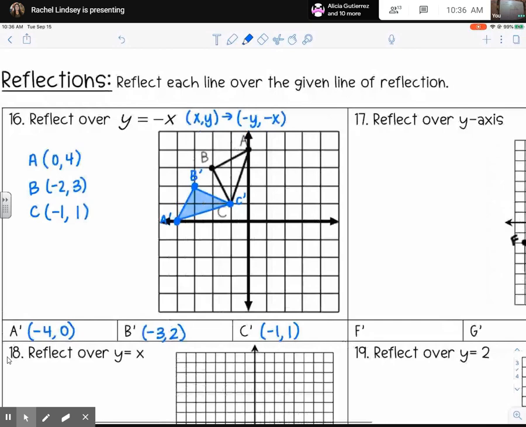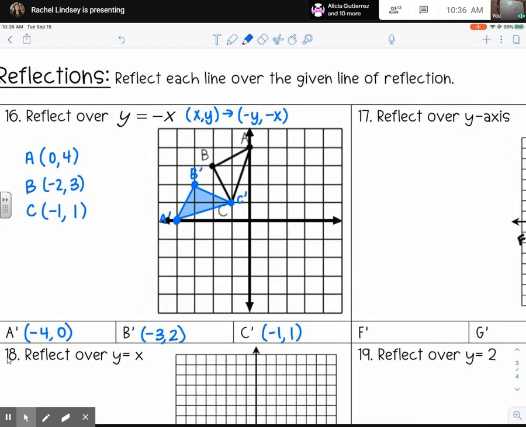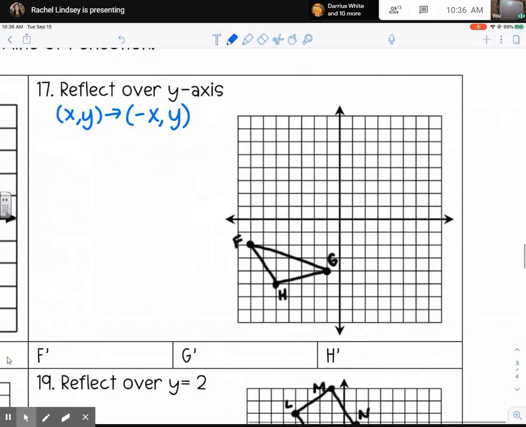Okay, the next one we're reflecting over the y-axis. If you want to use the coordinate rule, it's (x, y) goes to (negative x, y). Remember, change the x because it's on the y. So you can do the counting method, or you can do the coordinate rule. I'm flipping over this axis, the y. So G is 1 to the left, G prime is 1 to the right. F is 7 to the left, F prime's 7 to the right. H is 5 to the left, H prime's 5 to the right.